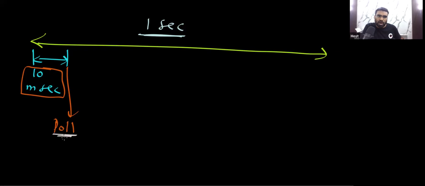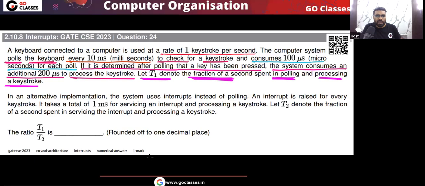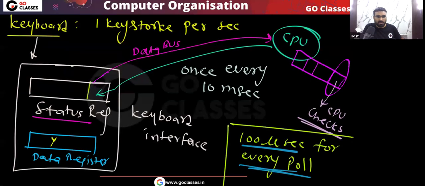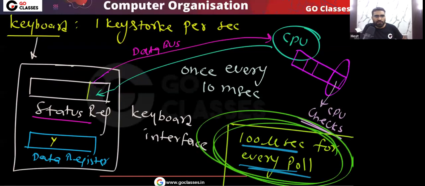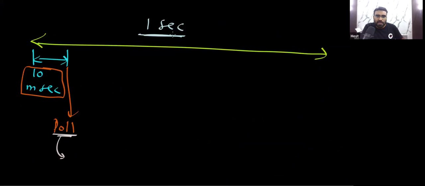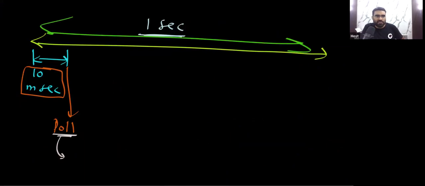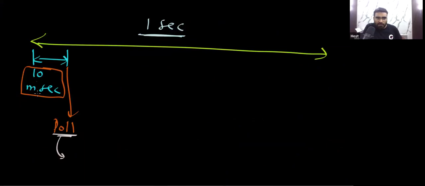And for this poll, how much time? The question is already saying that for this poll, 100 microsecond will be spent. 100 microsecond for each poll. This is given in the question. Read this. 100 microsecond for every poll. So notice that this entire thing is 1 second. Now, after 10 millisecond, we will do the poll. Remember what we are doing? We are doing the poll after 10 millisecond.